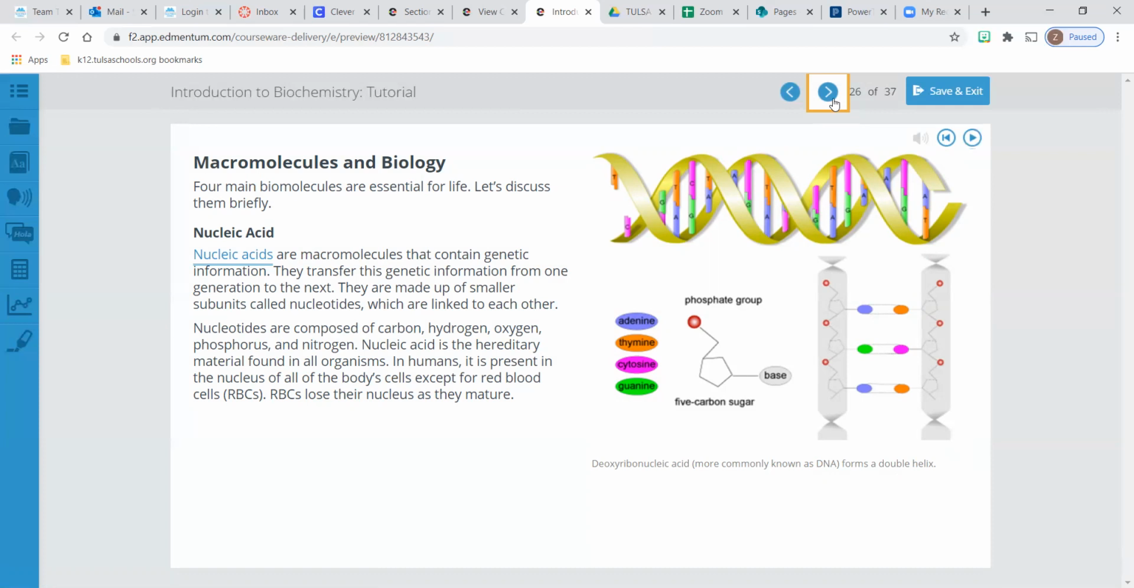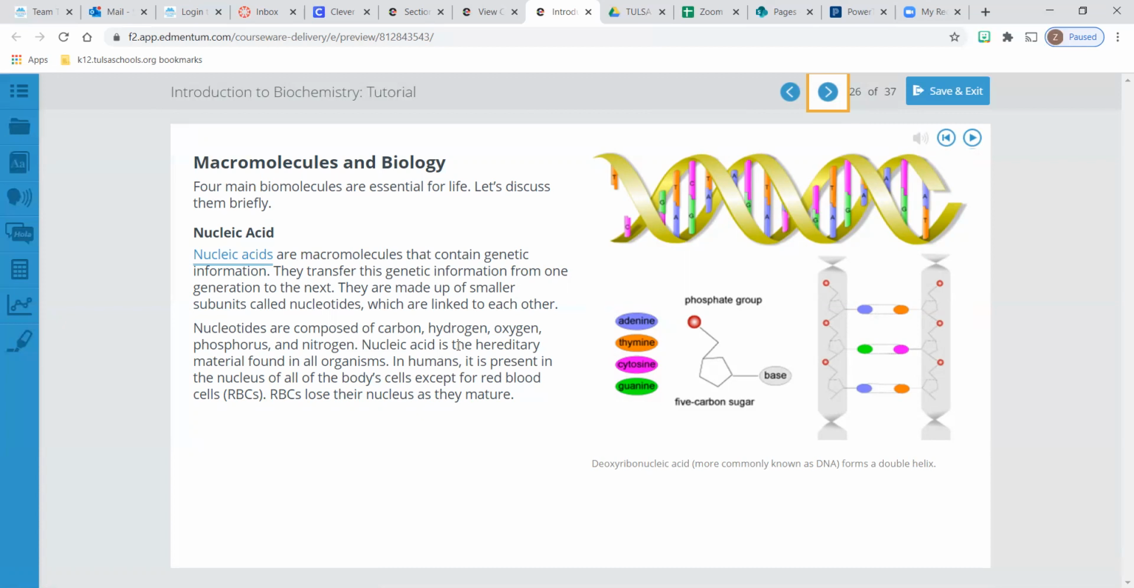Nucleic acids are macromolecules that contain genetic information. They transfer this genetic information from one generation to the next. And there are smaller subunits that make up these nucleic acids, and they are called nucleotides, and they link up to each other. And these nucleotides are composed of carbon, hydrogen, oxygen, phosphorus, and nitrogen.